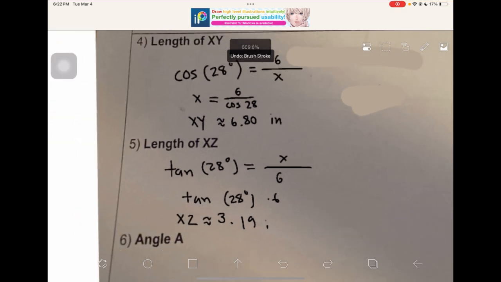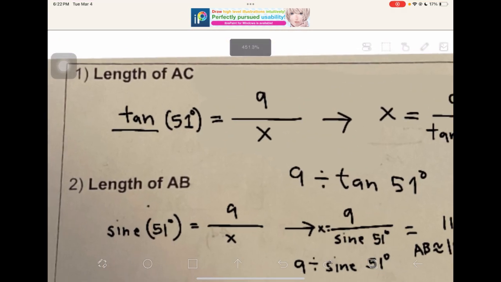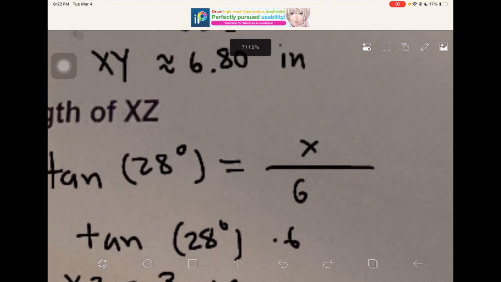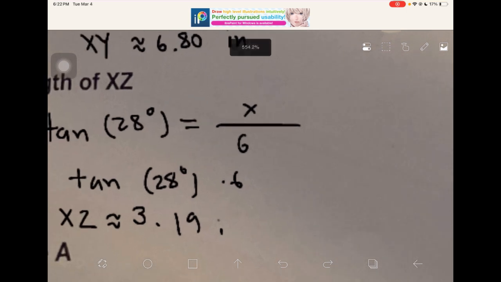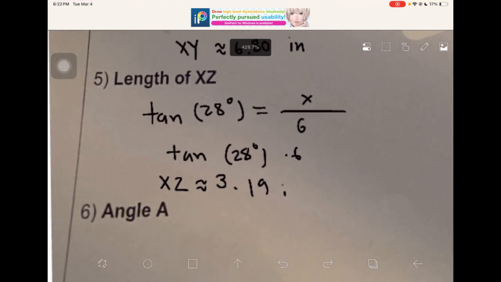Now, we have a different case for xz. We usually have the unknown at the denominator, but what if it's in the top of the fraction? What if it's in the numerator position? Well, instead of dividing, we simply multiply.